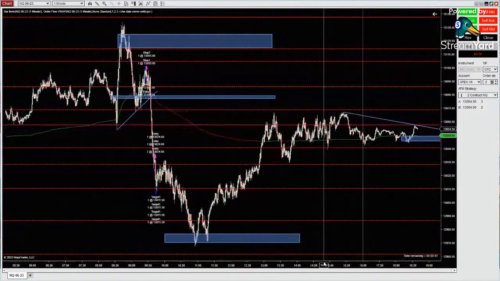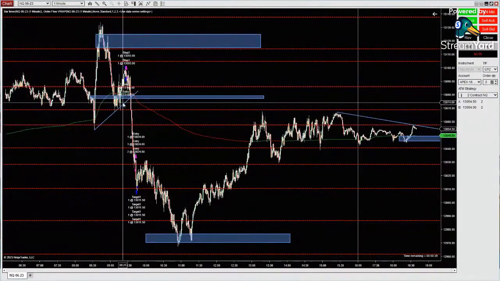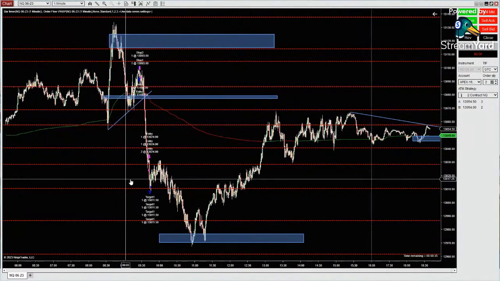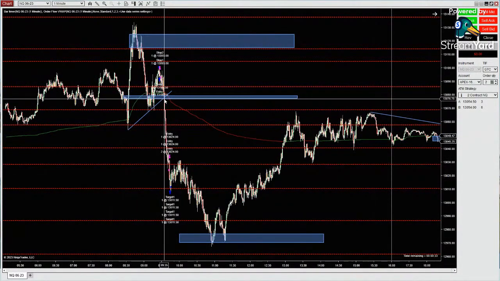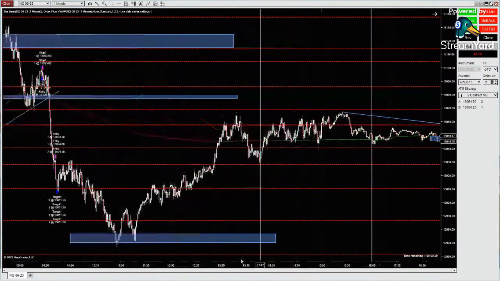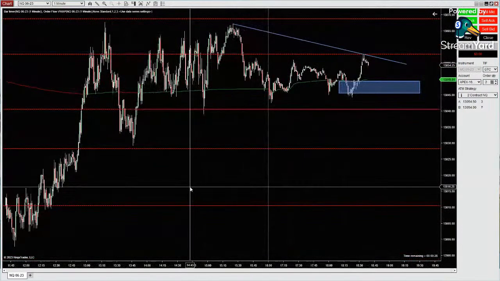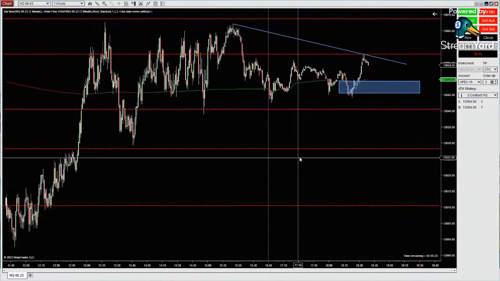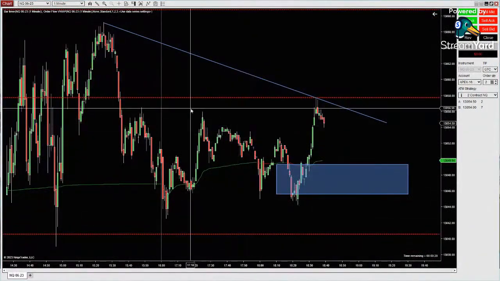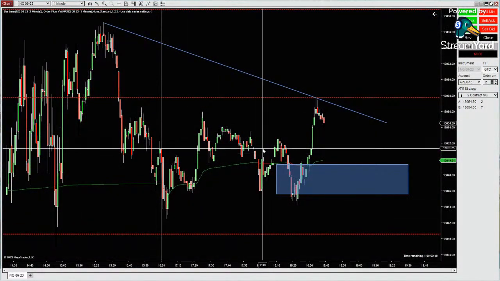Did trade this morning. You guys can see over here, we entered the market. We sold it on the break of that trend line. We sold it here, so it was a good trade today on the U.S. session. And then right now, like I said, this is the Asian market.